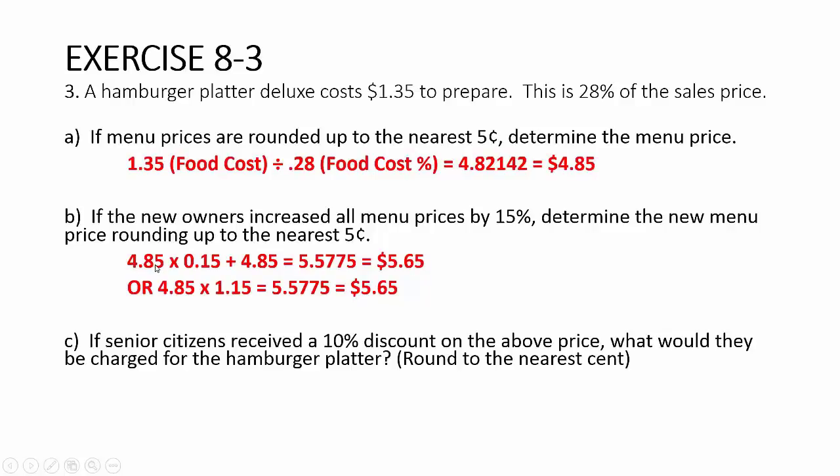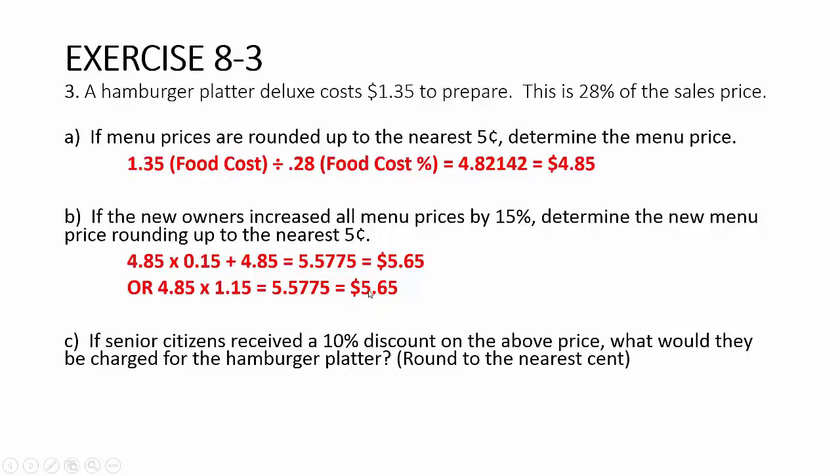Now, instead of multiplying by 15%, then adding it back to the regular price, we can take a little bit of a shortcut and take the menu price of $4.85 and multiply it by the 1, and the decimal 15, which is the 15%, all in one number, which will give us the answer we're looking for without having to do this extra step. So 4.85 times 1.15 will give us that new price with the 15% increase of $5.65.